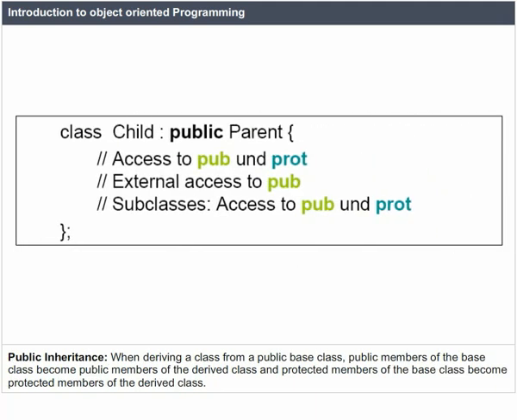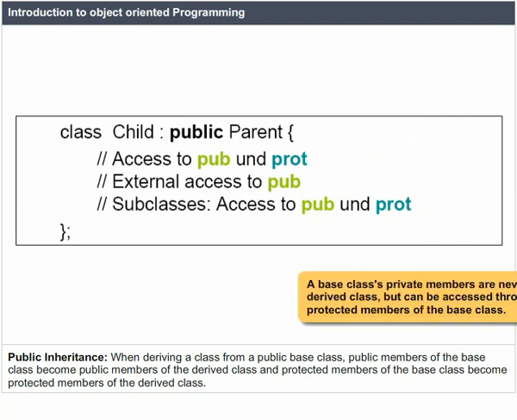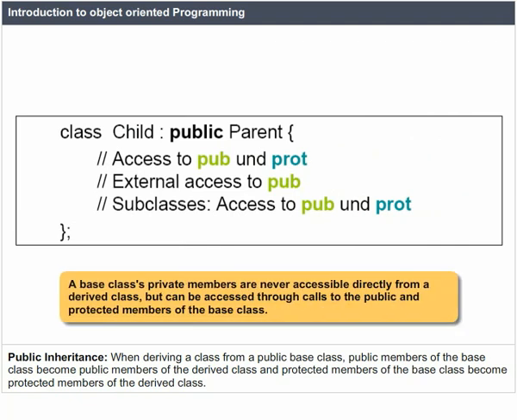Public inheritance. When deriving a class from a public base class, public members of the base class become public members of the derived class, and protected members of the base class become protected members of the derived class. A base class's private members are never accessible directly from a derived class, but can be accessed through calls to the public and protected members of the base class.